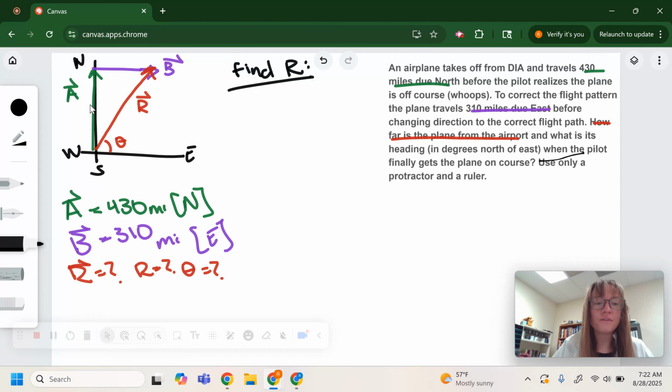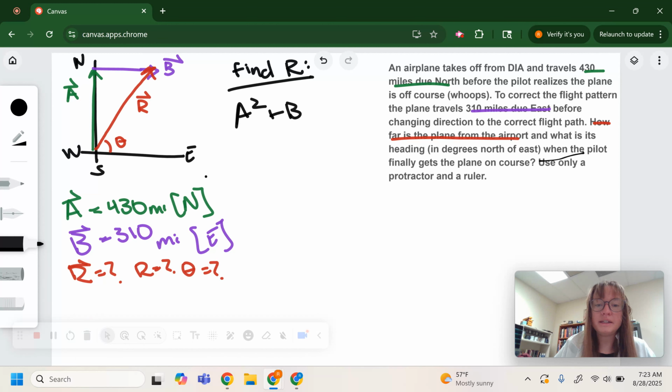If we know the length of one edge of a triangle and the other edge of a triangle, then we know we can find the length of the hypotenuse of the triangle using the Pythagorean theorem. Now, a lot of students are tempted here to write a squared plus b squared equals c squared.